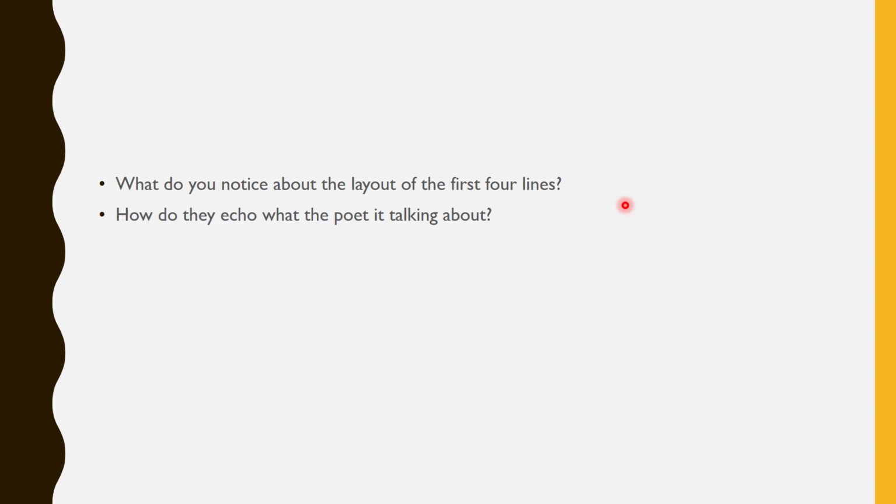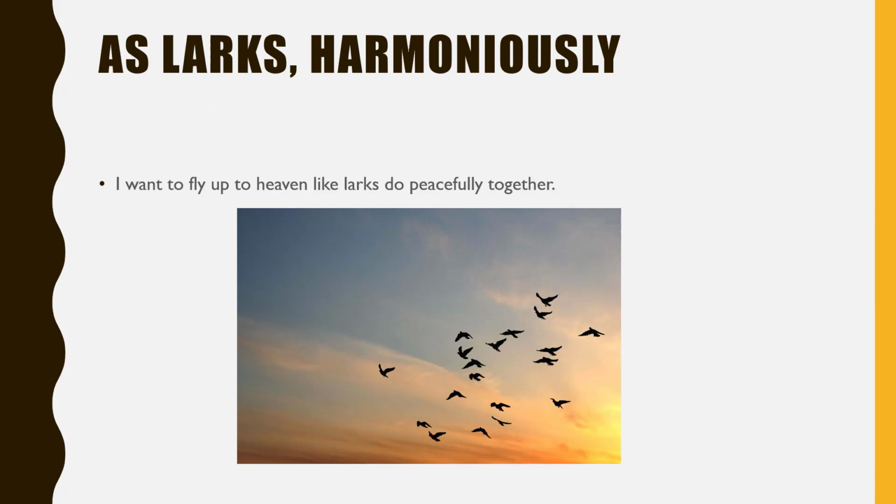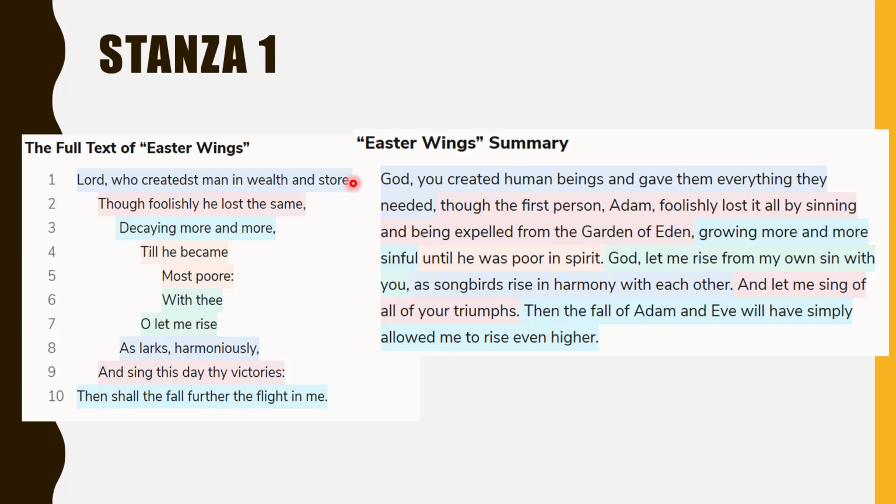What do you notice about the layout of the first four lines, and how do they echo what the poet is talking about? So if I go back and look at the first four lines here, the layout is they start off long and they start getting shorter and shorter. And what's going on here is that they mirror, in fact, that God created Adam and Eve and gave them everything they needed. They were strong, and then they started getting weaker and weaker when they got thrown out of the garden.